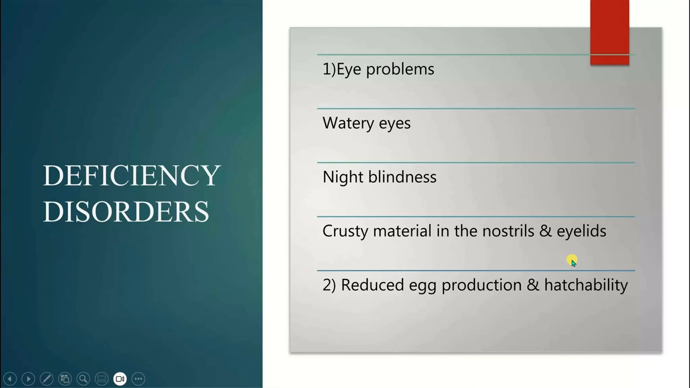Deficiency disorders are classified into eye problems, which include continuous watering or lacrimation, sometimes night blindness, then cheesy material in the nostrils and eyelids. The second one is reduced egg production, especially in the case of birds.